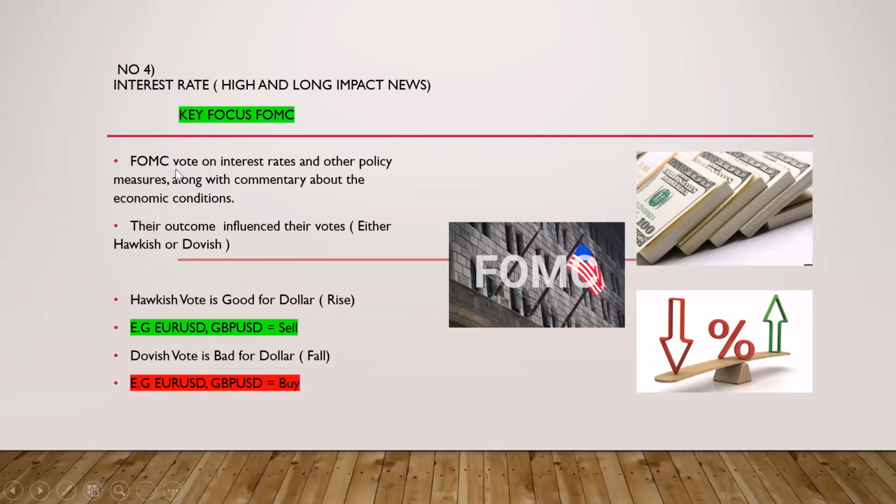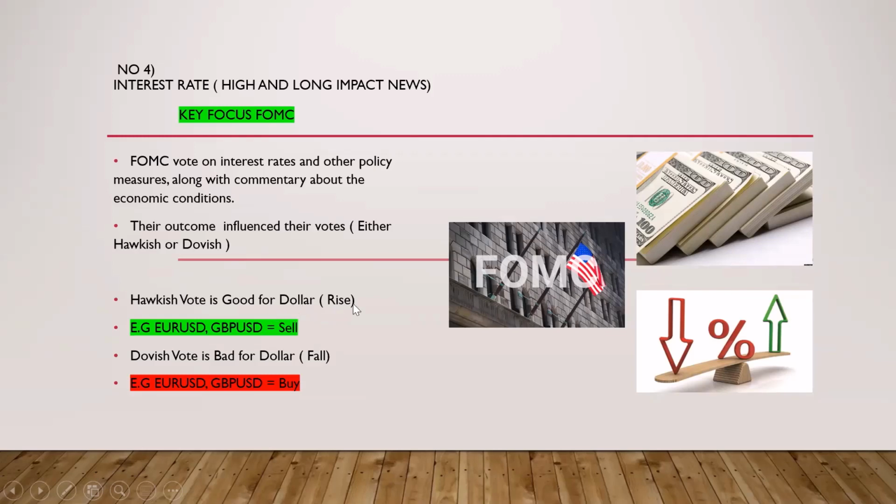That is the central bank body that votes in favor of or against the interest rate of the United States based on economic policy. The FOMC votes on interest rate and other policy measures along with commentary about the economic condition. The economic condition of the United States is what the FOMC always stands for. They want to decide if the interest rate is supposed to go high, or if it is supposed to go low. Now, the outcome influences their vote, either hawkish or dovish. For those of us familiar with economic terms, you know the meaning of hawkish and dovish, but I'm also explaining here that a hawkish vote means good for the dollar.